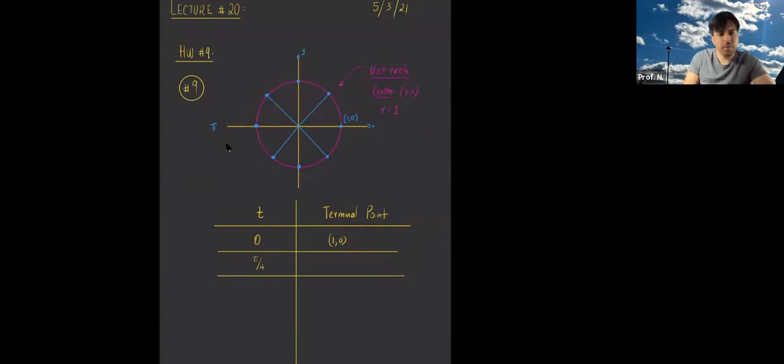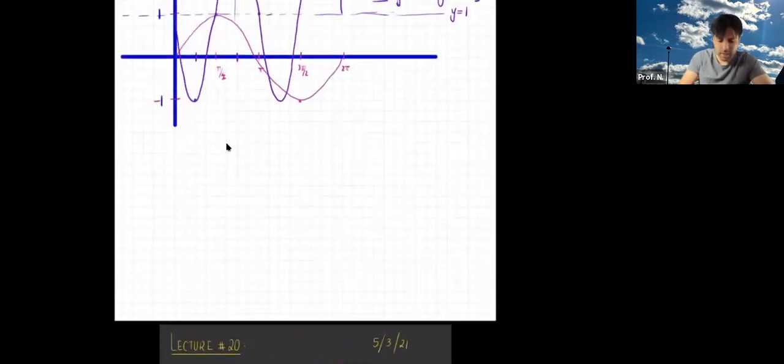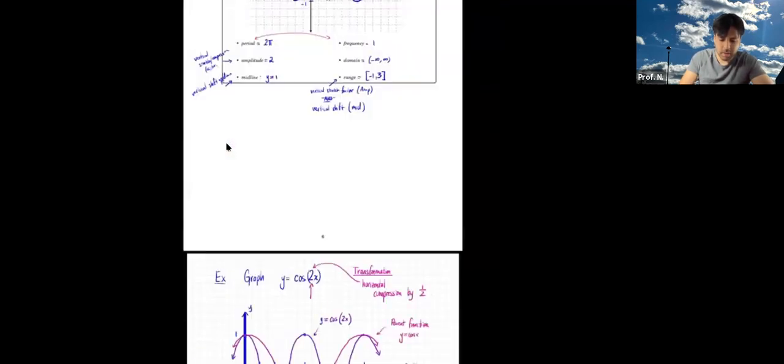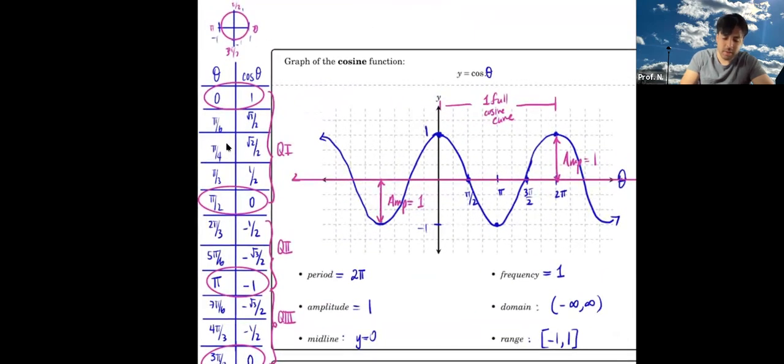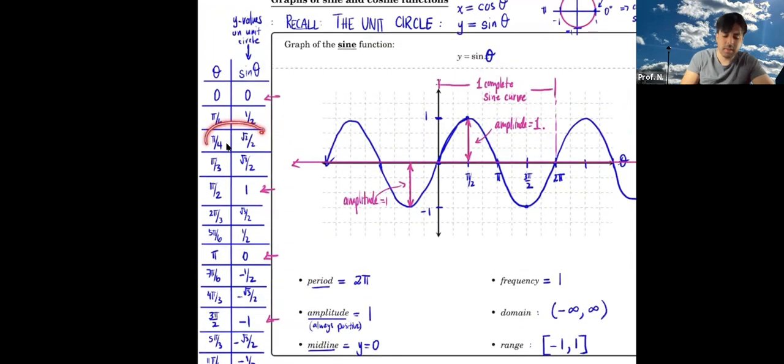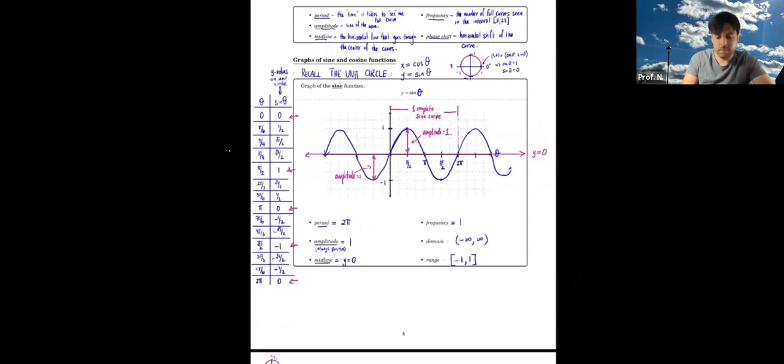But what do you know about 45 degrees? This is one of those angles, like I mentioned. We just talked about it, right? We know what cosine of 45 degrees is. It's rad 2 over 2. We know what sine of 45 degrees is. It's also rad 2 over 2.